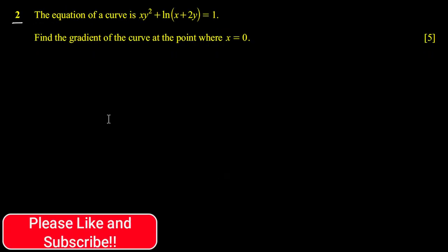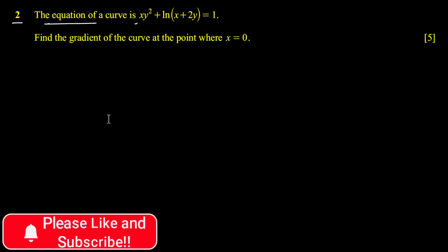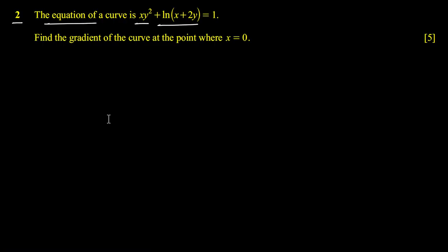Here's the second question. The equation of a curve is xy² + ln x + 2y = 1. So the equation of the curve is given in implicit form. Find the gradient of the curve at the point where x = 0. If we need to find the gradient of the curve, we need to differentiate it, and since the equation is given in implicit form, we'll use differentiation of implicit functions. We are going to find the gradient where x is 0, so we also need y.